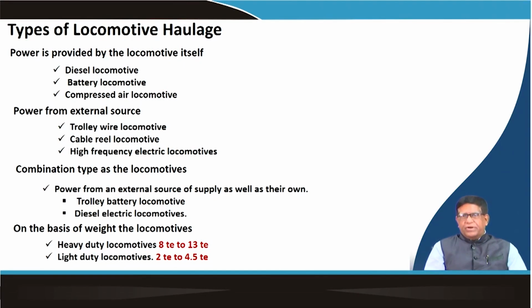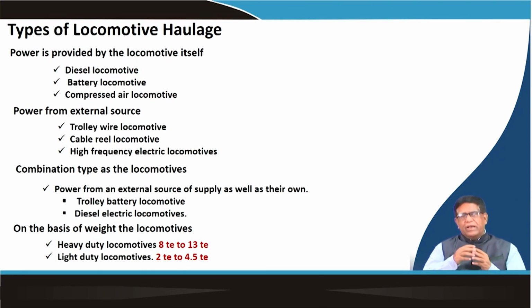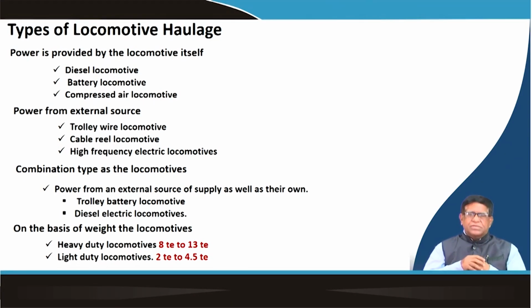Cable reel locomotives are also there, where an electric cable supplies the power, over a limited distance. When it is coming closer to the reel, the cable will be wound, and while going away it will be unwinding, by this both way rotating system. Then high frequency electric locomotives are also there.